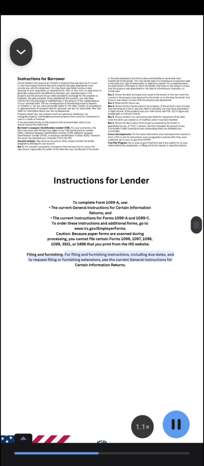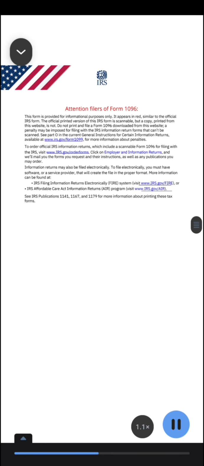Filing and furnishing. For filing and furnishing instructions, including due dates, and to request filing or furnishing extensions, see the current general instructions for certain information returns.